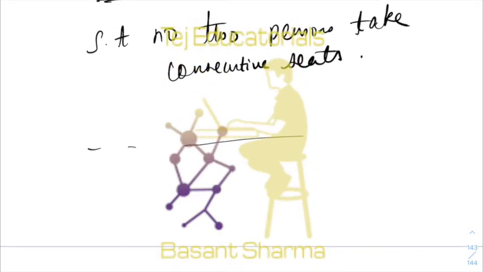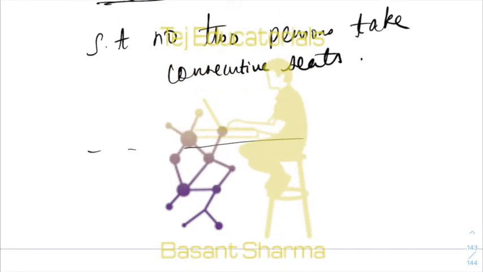So again, it's all about how to model this problem. So what you can do is, one way to do this would be, you put 10 places, 1 2 3 4 5 6 7 8 9 10. Let's say these are your 10 places. These are your 10 persons. Now there are how many gaps?